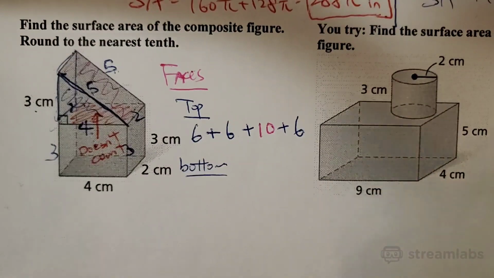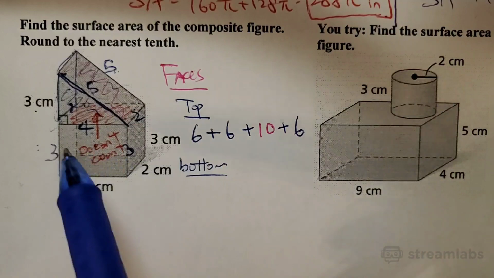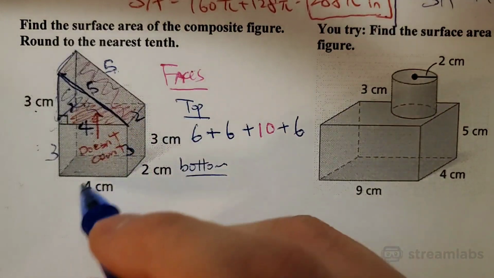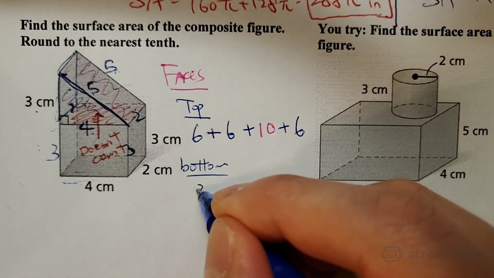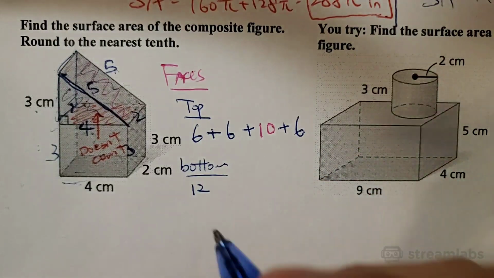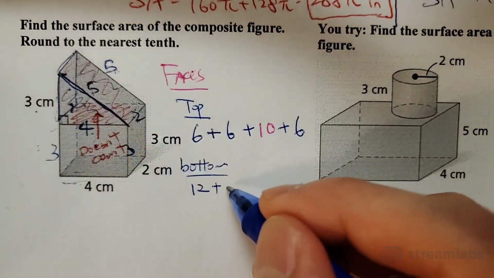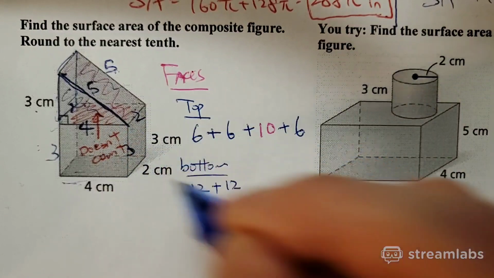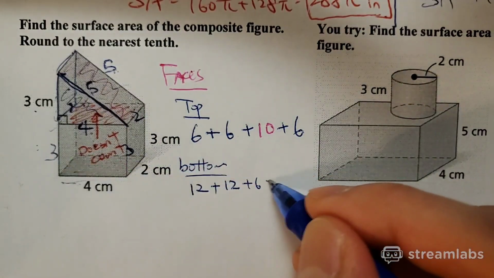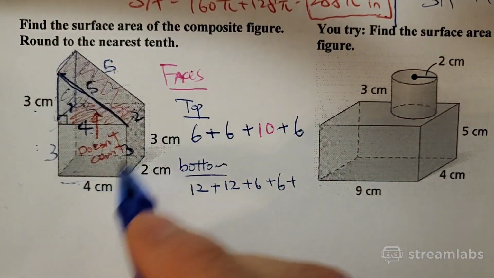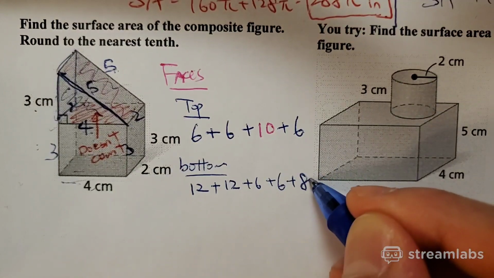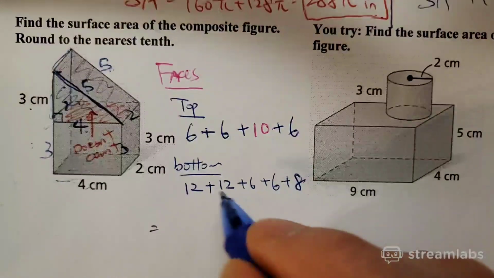Okay, so 5: 3 times 4, 3 times 4 on the side. So 3 times 4, so 12, right? Plus the back is also 12. The right side is 2 times 3, 6. Left is 6 as well. The bottom is 4 times 2, so that's 8. Okay, so that's it. 5 faces, right?